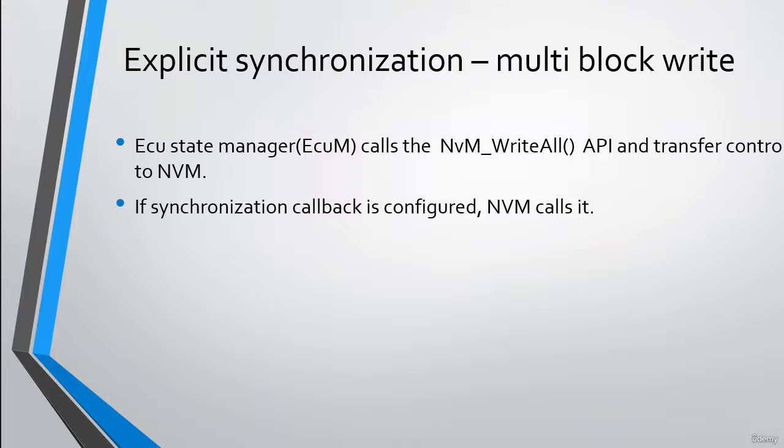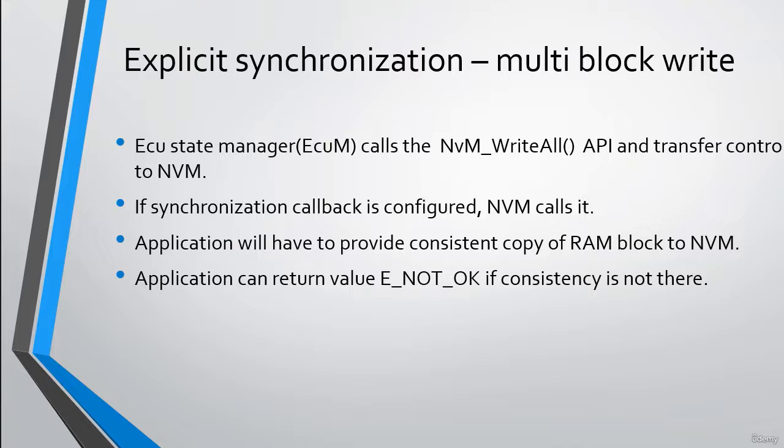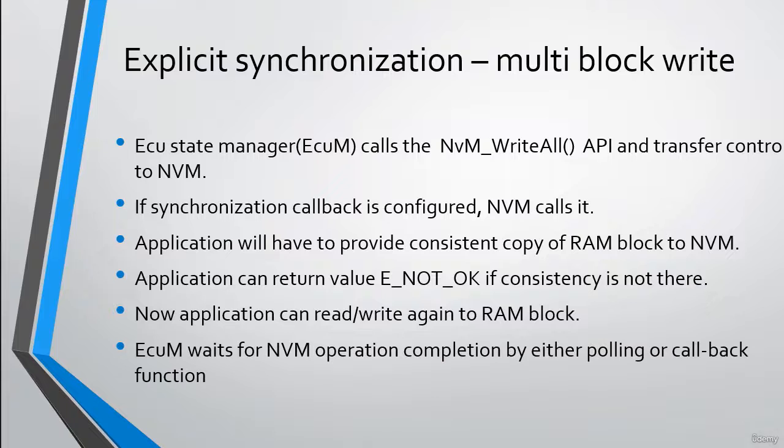The application will have to provide the consistent copy of the RAM block to NVM. And finally, if there is some consistency issue, we have to provide E_NOT_OK. Once all this is done, the application can read or write to the RAM block again. Here also ECUM will have to wait for NVM operation completion, either by polling or by the callback function. Only once that is done can we go for the next update.